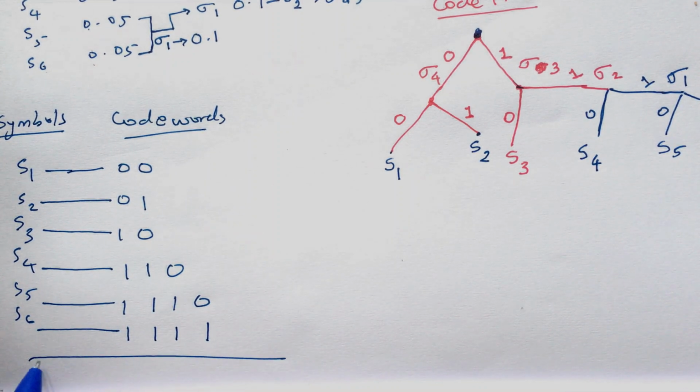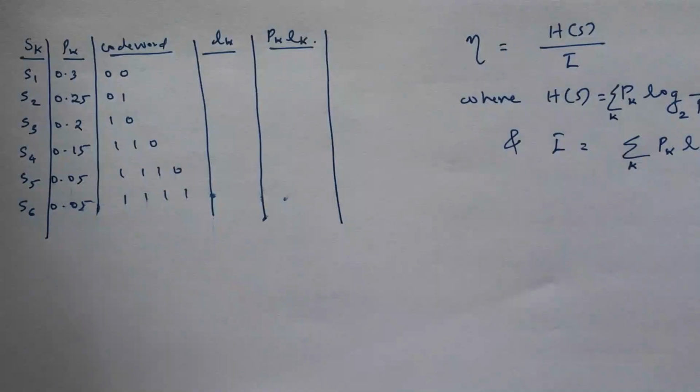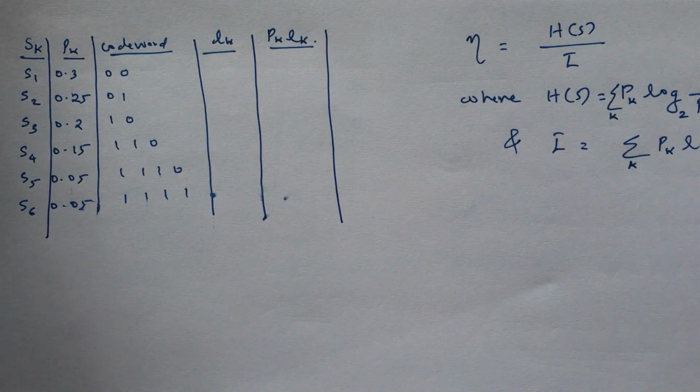So this is the source encoded format for the given symbols with the given probabilities. If the probabilities are changed, the codes will be changed, and there will be a change in the efficiency of the code. Next, we have to evaluate the efficiency.